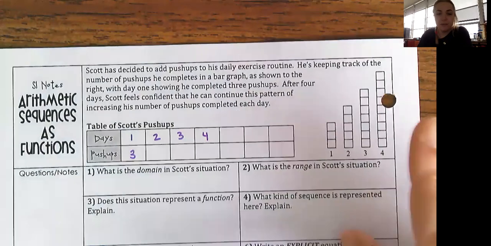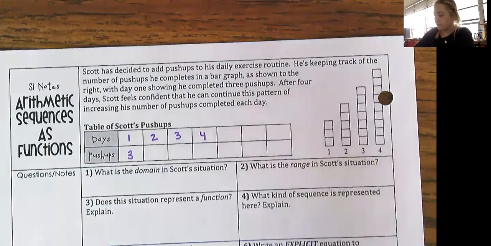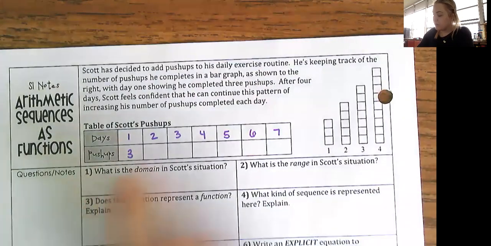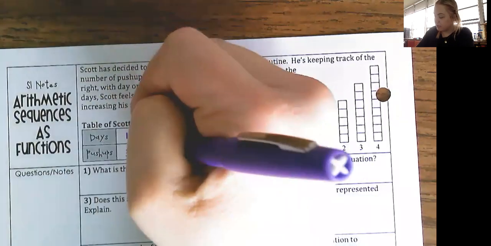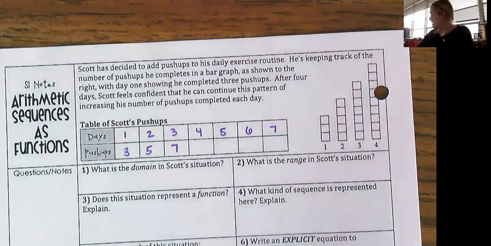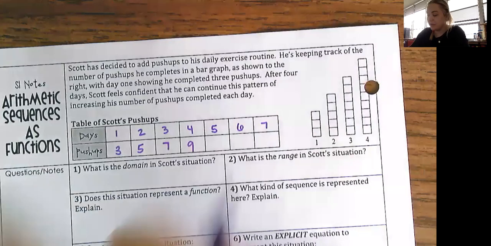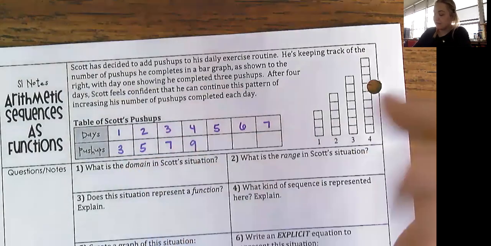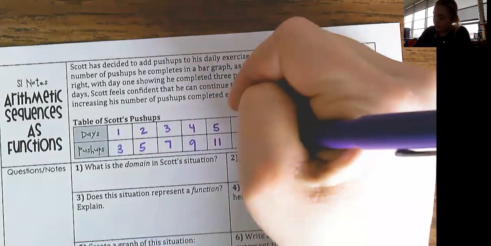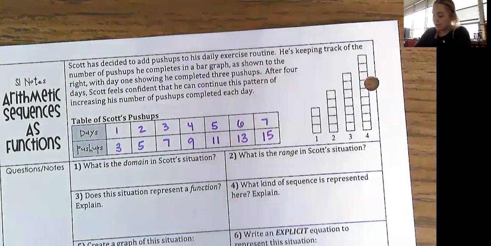Okay, so from our bar graph here, Scott only went to day 4, but we're still going to put in days 5, 6, and 7. We know that on day 2, Scott did 5 push-ups. Day 3, Scott did 7 push-ups. And day 4, Scott did 9 push-ups. Now, the pattern that we see here, 3 plus 2 would give us 5, plus 2 is 7. So 9, 10, 11 would be day 5, 13 would be day 6, and then 15 would be day 7.